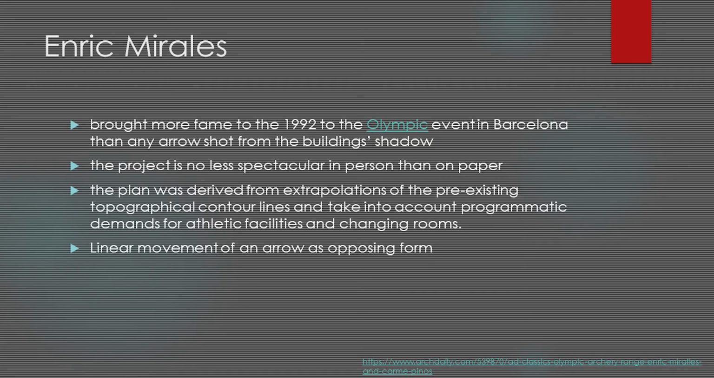Okay. Then Enrique Morales, they say when he built this archery building for the Olympics in Barcelona in 1992, the building attracted more attention to the Olympics than almost archery did. So it became a very celebrated building. It was on a list of, I think, 38 or 34 buildings that you have to go and see in your life. It was built from temporary precast units.